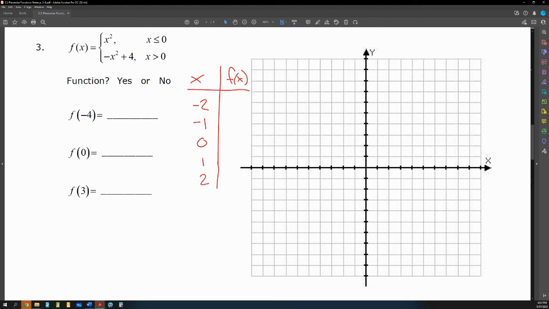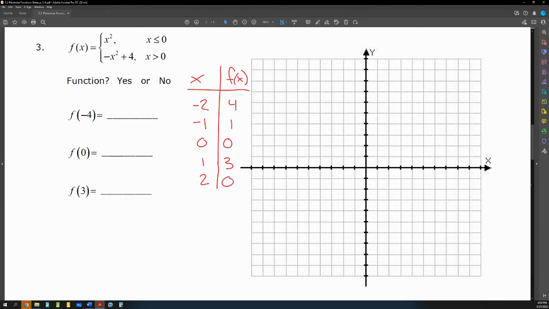So plugging in -2, this goes in the top expression. So the quantity -2 squared is positive 4. -1 is again also the top expression. So the quantity -1 squared is positive 1. 0 again goes in the top expression. So 0 squared is 0. Y-intercept is also the origin. Plug in 1, this goes into the bottom expression because 1 is greater than 0. So we have 1 squared is 1, make it negative, and then add 4 is positive 3. Plug in 2, we get 2 squared is 4, make it negative, and add 4 is 0.